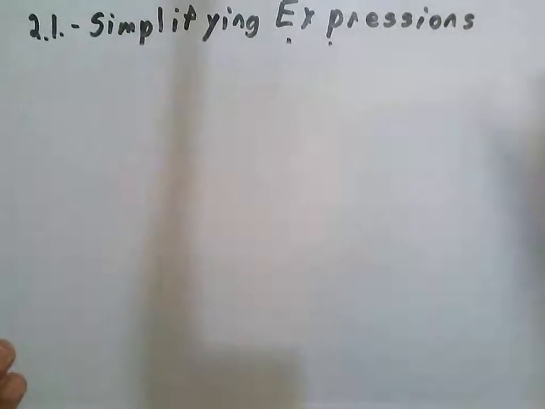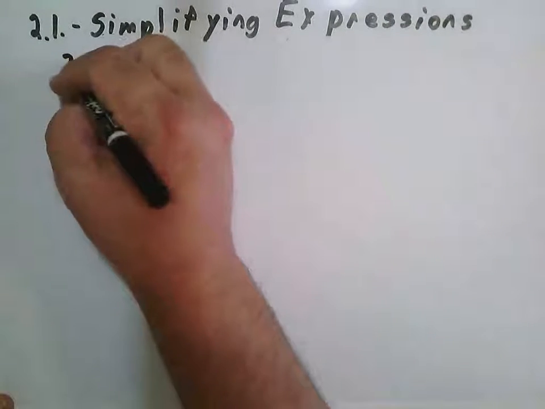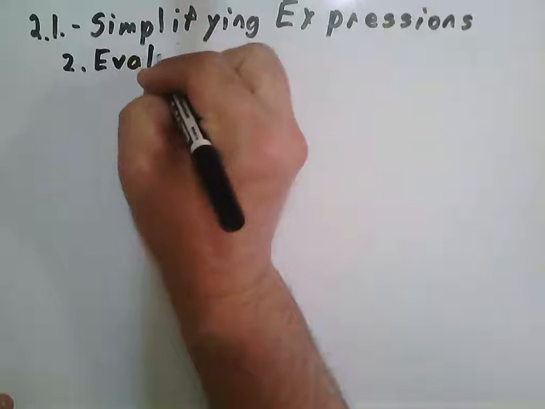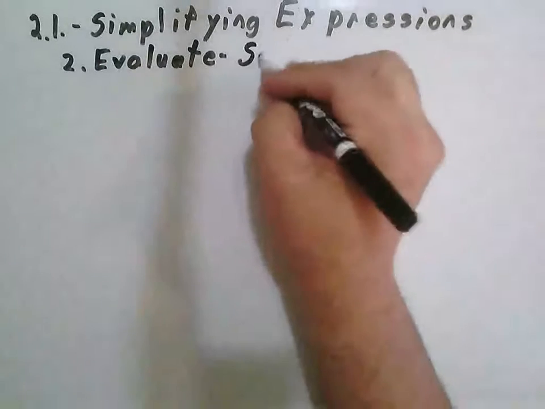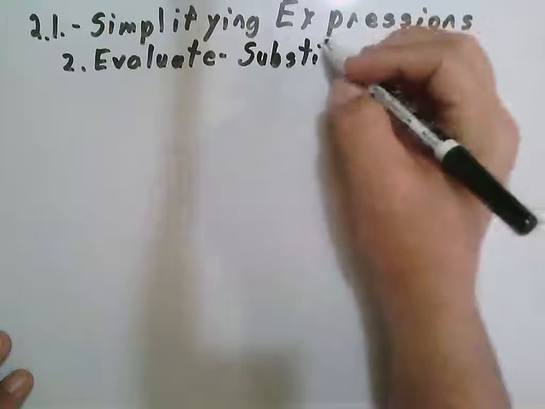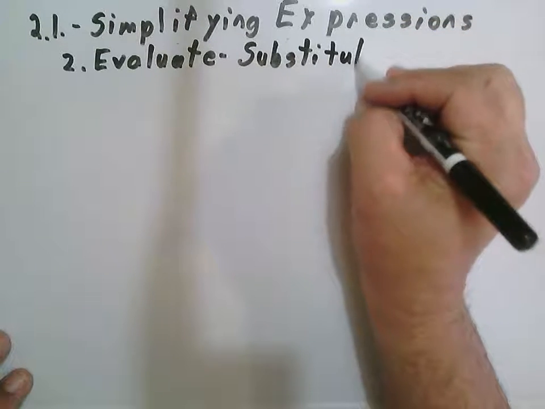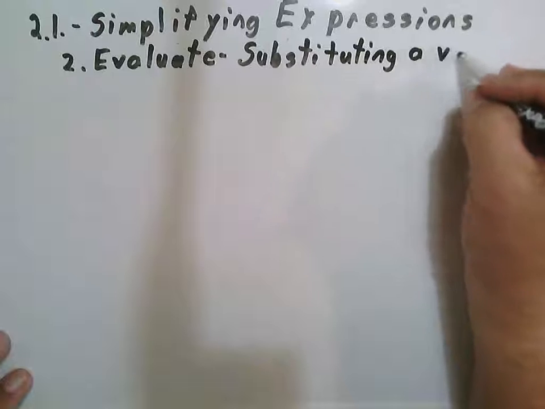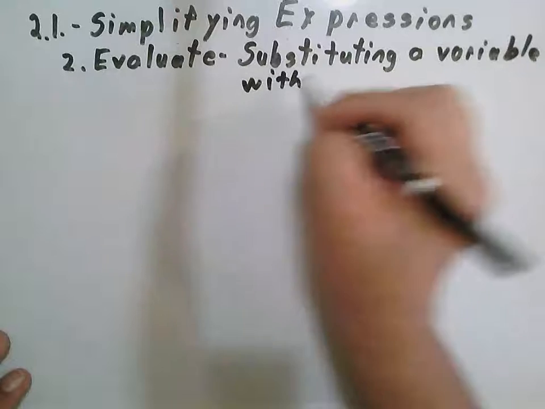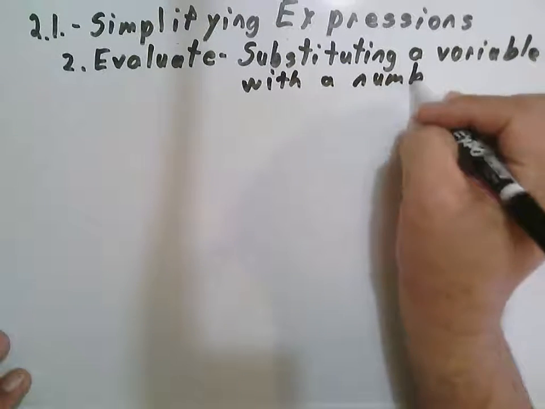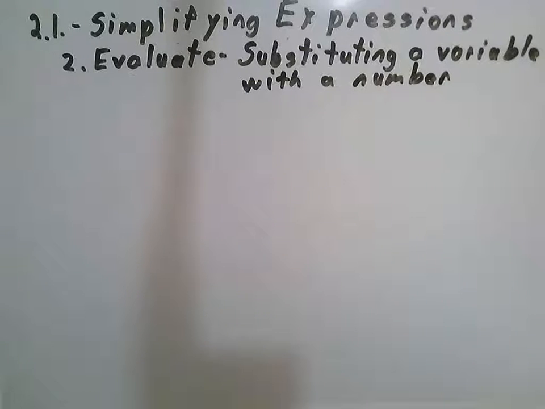Now the second part of what we're doing, and that one was simplified, but the second part, and you're going to see this one a lot, and not just in this class, but in your next one, is when we evaluate. And the key when you evaluate is basically you're substituting the variable with a number. So the two that we're going to do in here are going to be a one variable and a two variable evaluation.